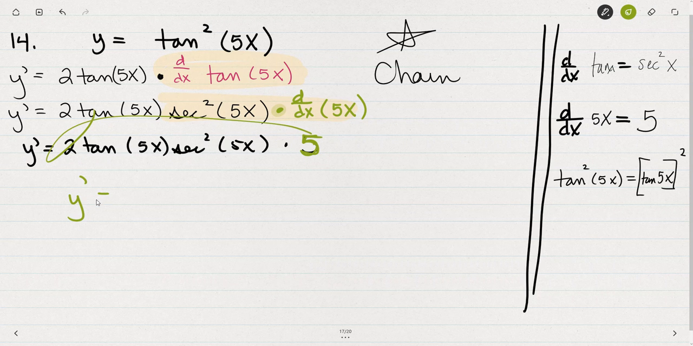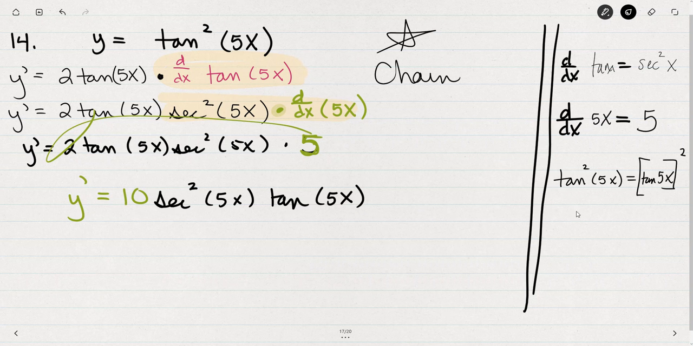Y prime equals 2 times 5, or 10, secant squared of 5x times the tangent of 5x. I could simplify that. I could do a little work with the secant and the secant squared and tangent, but there's really no reason to have to. I think it's fine to leave it like this.